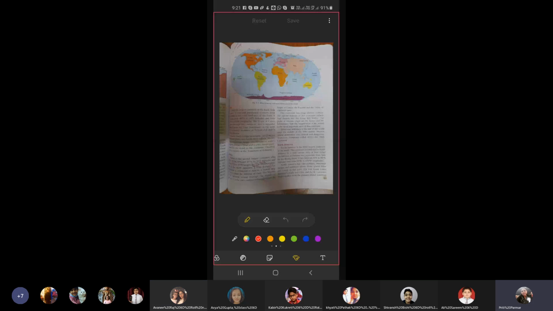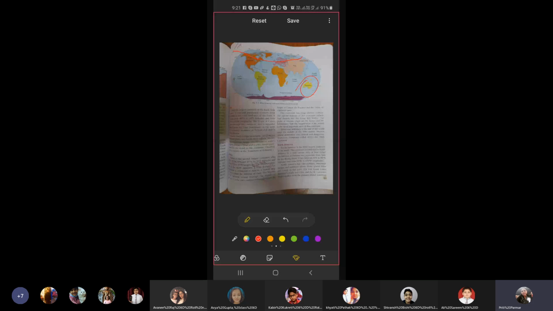Then we talk of Australia. This is a small little continent here. Now it is also known as an island continent. Why? Because it is surrounded by water from all sides. Then it is also known as a continent country. Why? Because it is also a continent and a country also.